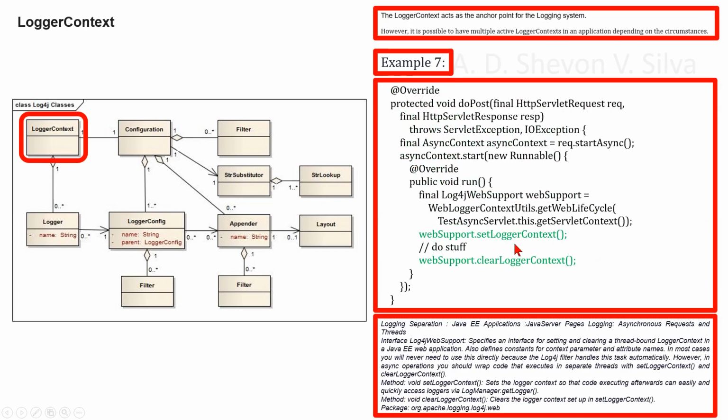Here is logging separation in a Java EE application. This is Java Server Pages logging, and this is asynchronous requests and threads. The interface Log4jWebSupport is specified as an interface for setting and clearing the thread-bound LoggerContext in a Java EE web application. It also defines constants for context parameter and attribute names.